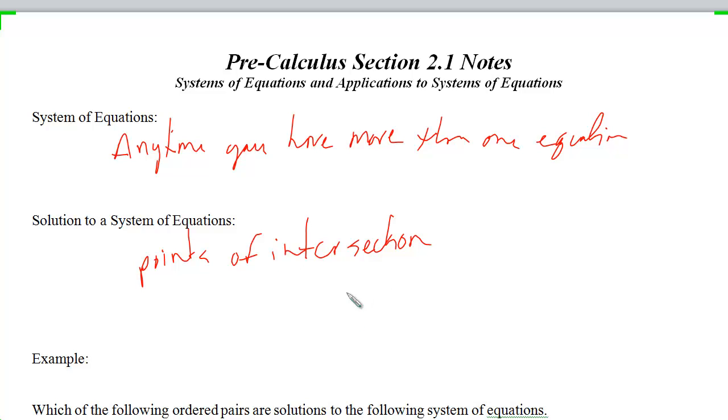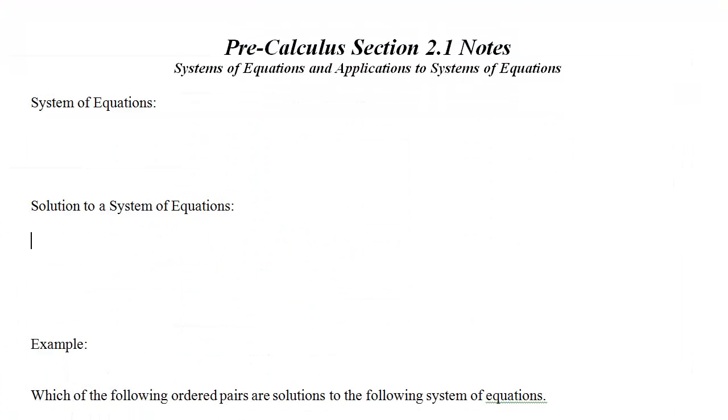Right now we're just going to be discussing systems of equations with two variables, so we would just have two equations. Later on we'll be talking about systems of equations with three variables, and then we would have three. So a system is just more than one equation, and the solution is going to be the point or points of intersection. Where are they equivalent? So let's take a look at some examples.